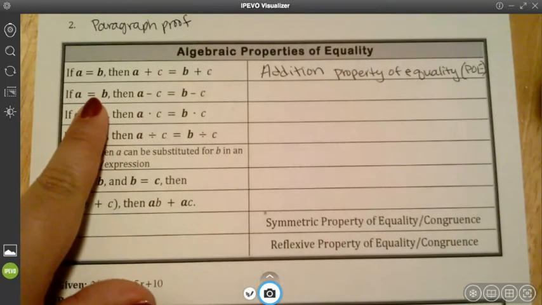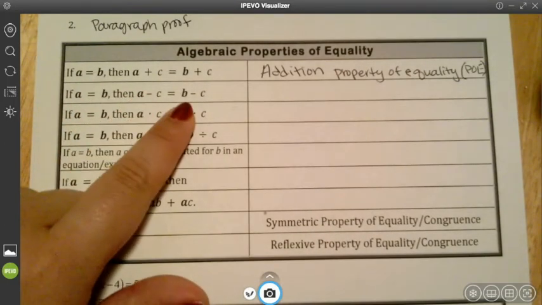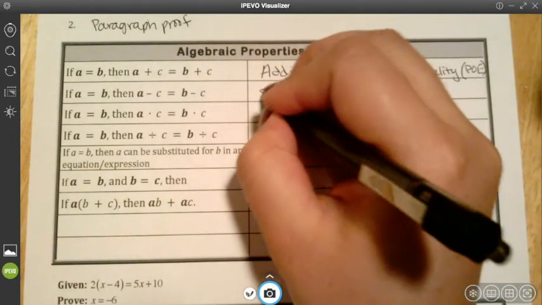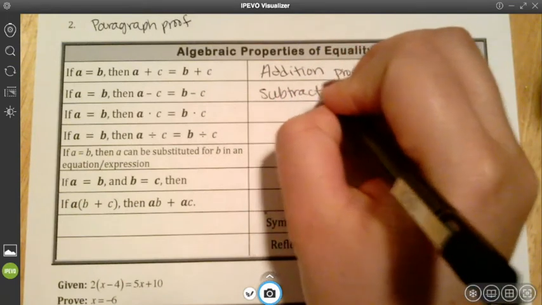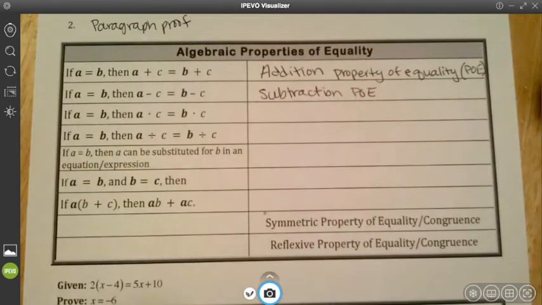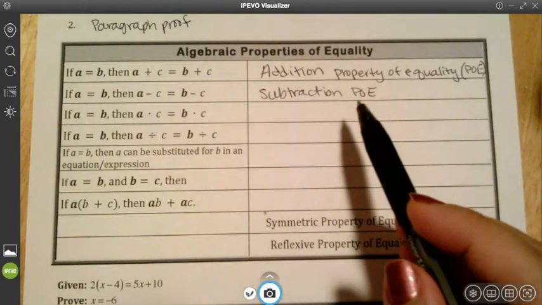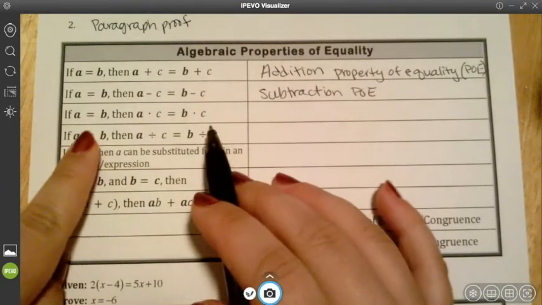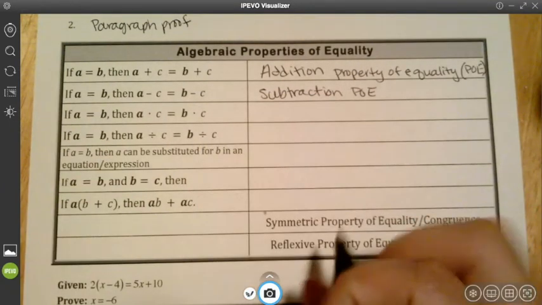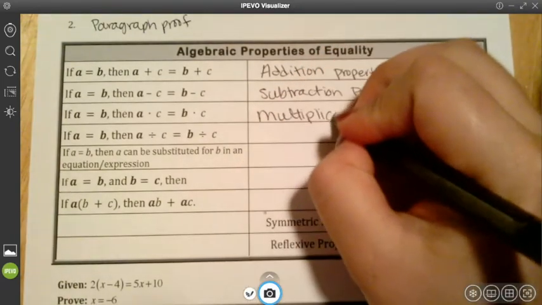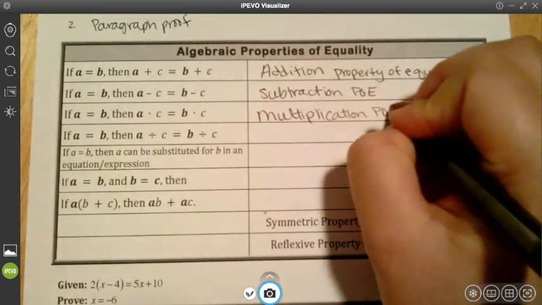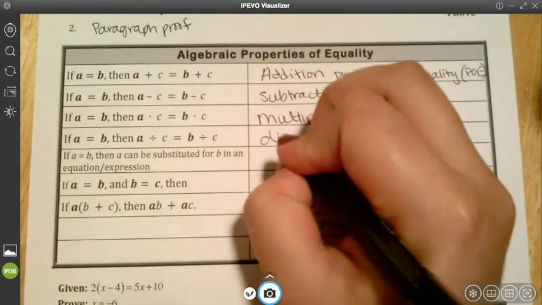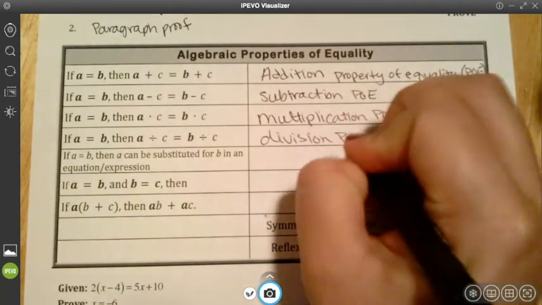And then our second property here, if A equals B, then A minus C equals B minus C. What happened is I subtracted C on both sides of the equation. This is the subtraction POE. So notice the property of equality is really just naming what is the algebraic equivalence that we used. So in this third one, we multiplied both sides by C. This is the multiplication POE. This one is division, so this is the division POE.